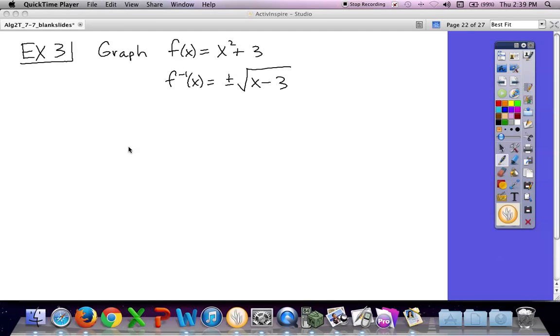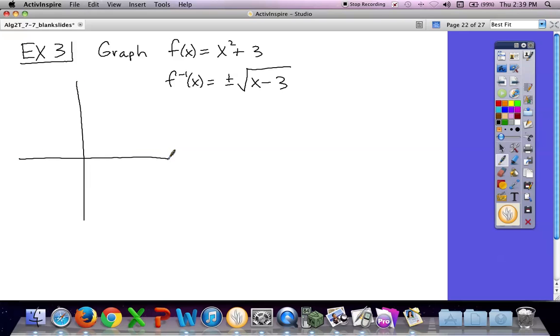It should look like they are symmetric with respect to the line y equals x. Okay, so let's see. The first graph, let me go multicolor here. The first graph, x squared plus 3, what is the shape of that graph?